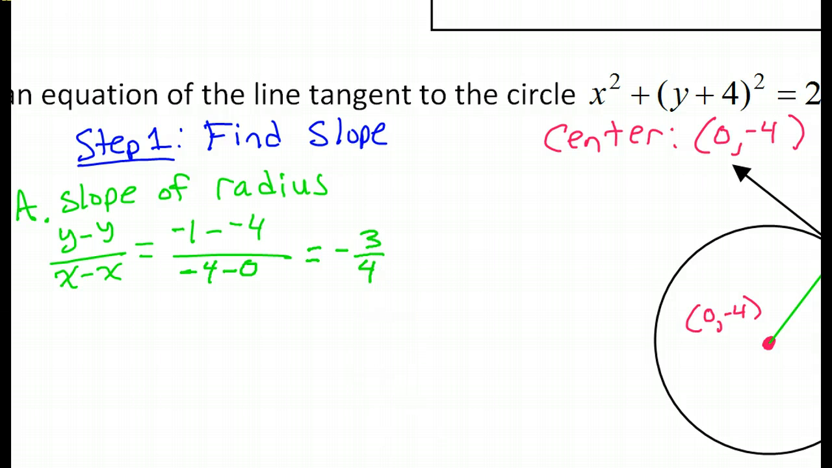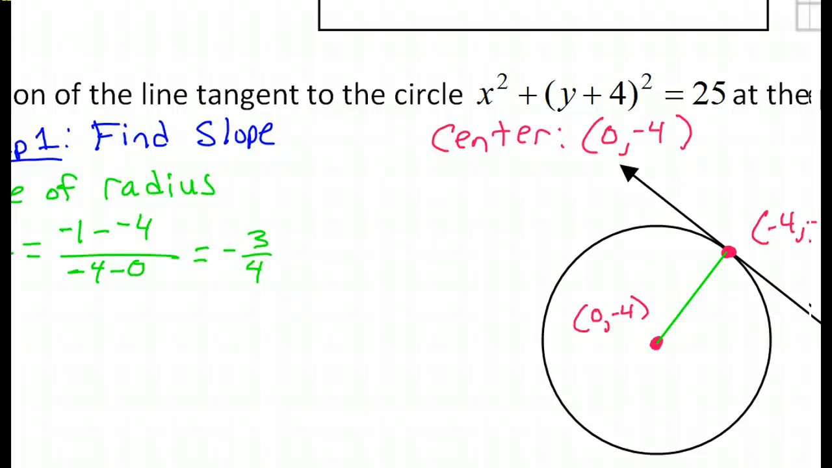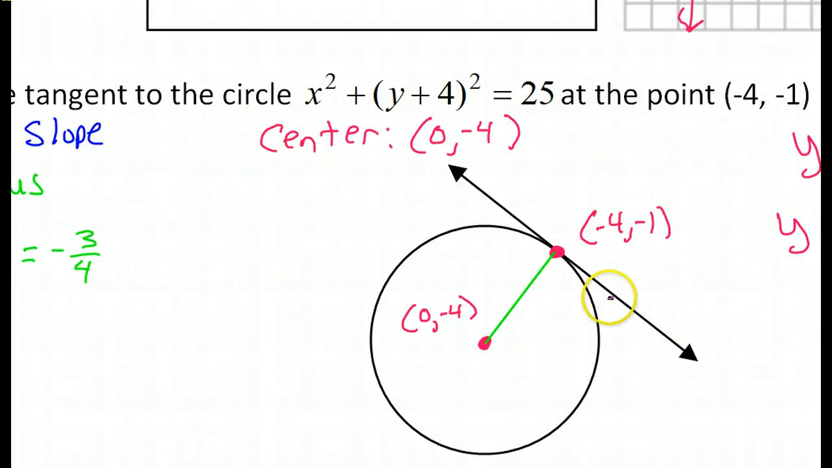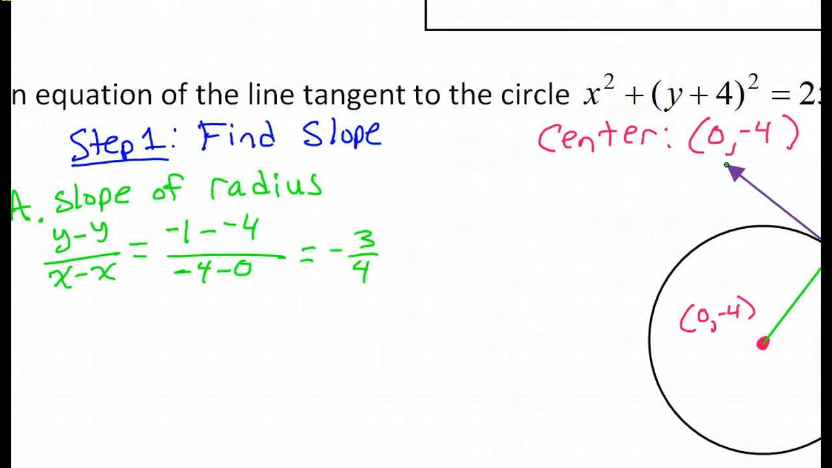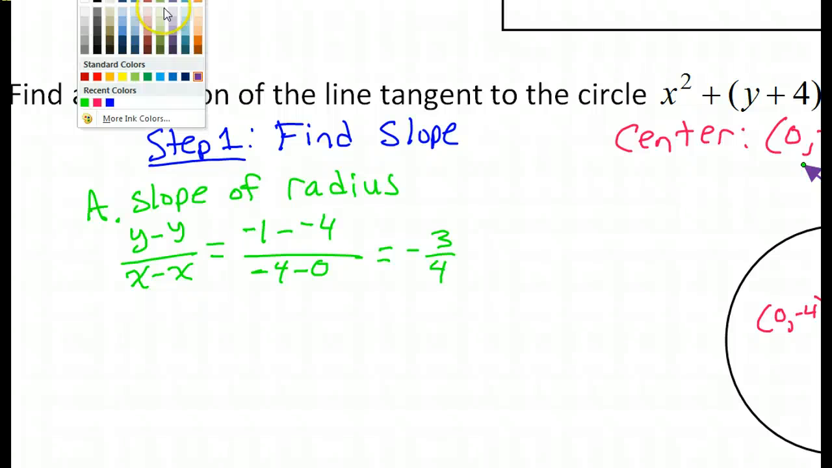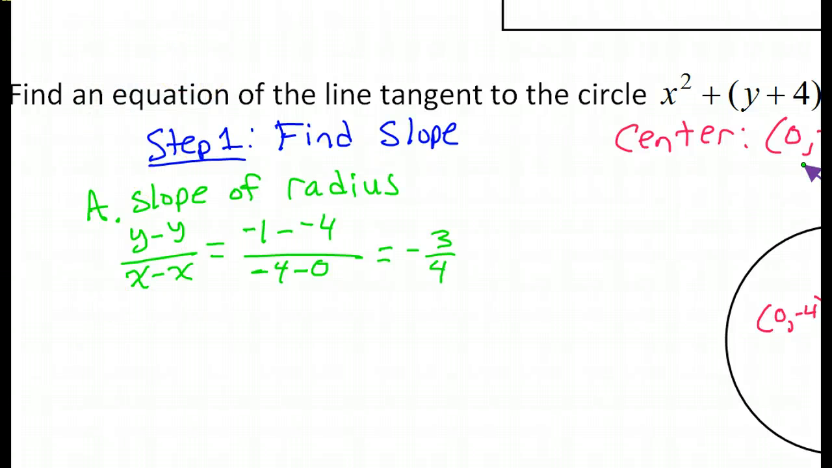Now we can find the slope of the tangent line, which is what we really want. I just feel like making it purple because I'm about to go purple on this mess. So we found the slope of the radius. Now I'm going to find the slope of the tangent.